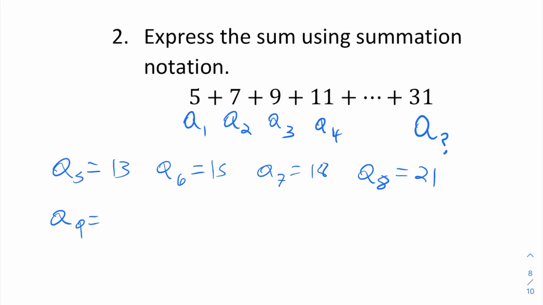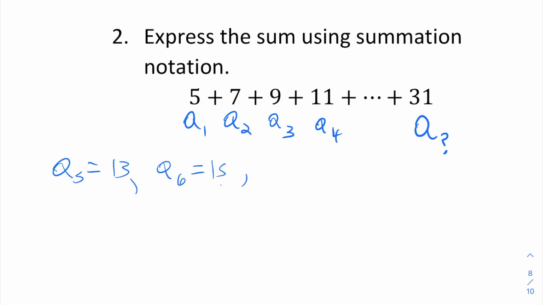a9 would be equal to 23. a10 would be equal to 25. And we're almost there. a11 is 28. Ooh, I started counting by too many. I'm sorry. Those are wrong after that. We're only going by twos each time. I was going by threes. So yeah, we're only going by twos. My fault. So that's a5.